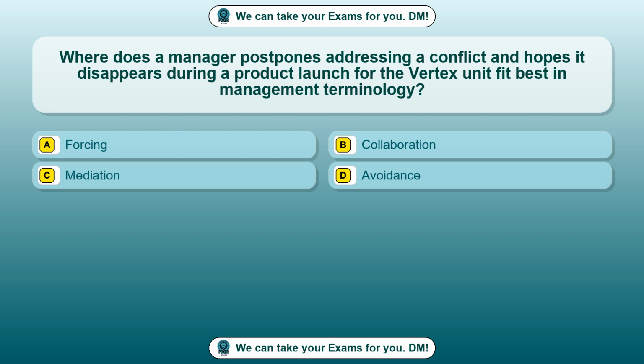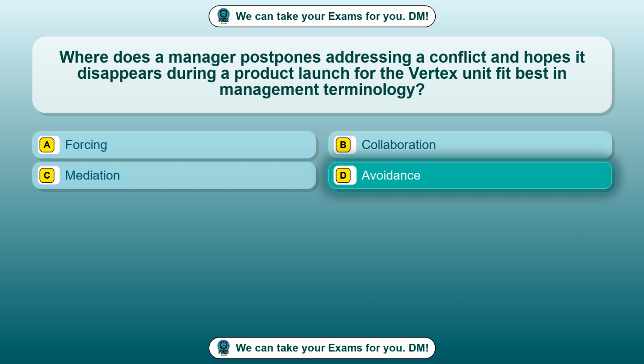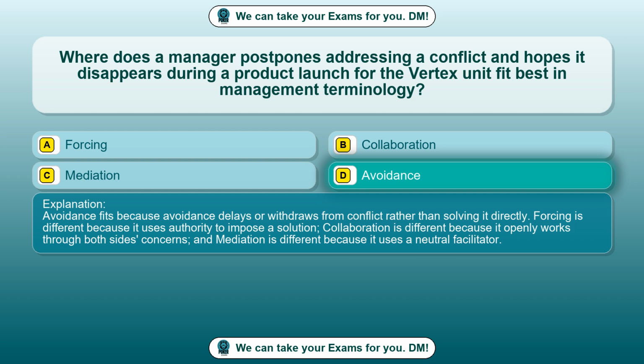Option A, forcing. Option B, collaboration. Option C, mediation. Option D, avoidance. The correct answer is option D, avoidance. Avoidance fits because avoidance delays or withdraws from conflict rather than solving it directly.